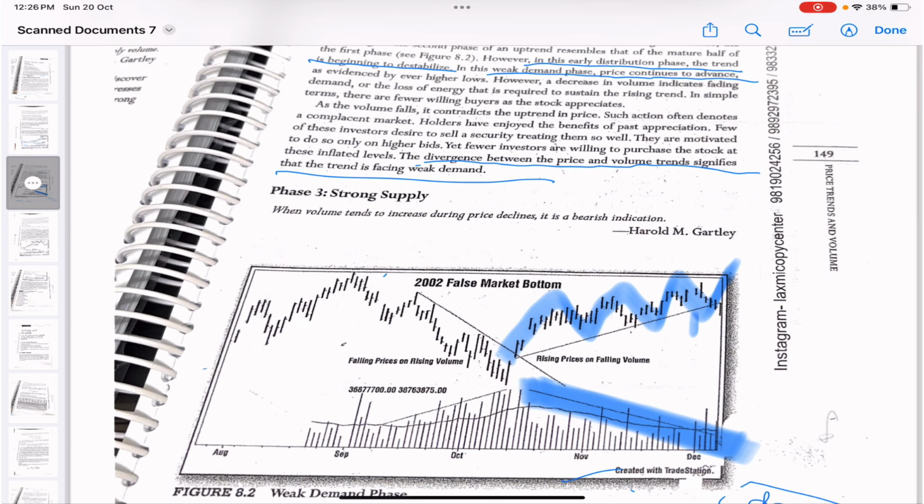Moving on to phase 3, which is strong supply. When volume tends to increase during price declines, it is a bearish indication. This is exactly the opposite of strong demand. Volume is increasing in a downtrend, which means that the downtrend is strong. That means there is a strong supply in the market.